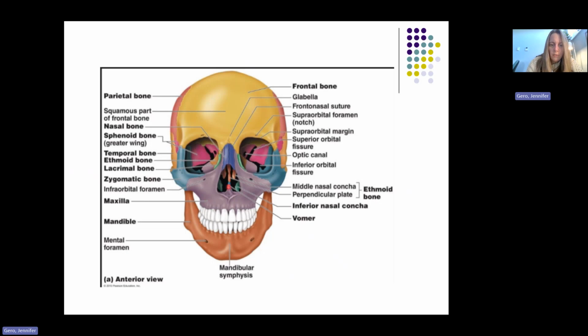This blue right here is the vomer. Right there, here's your vomer. And then the only one you can't see in this picture really is the occipital, which is in the back of your skull, right here.